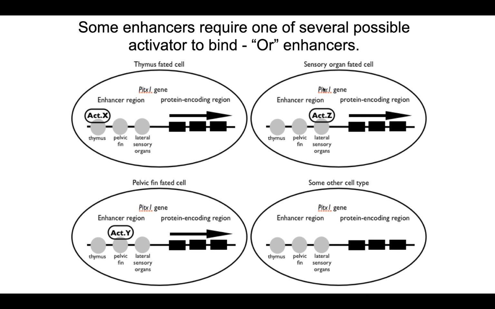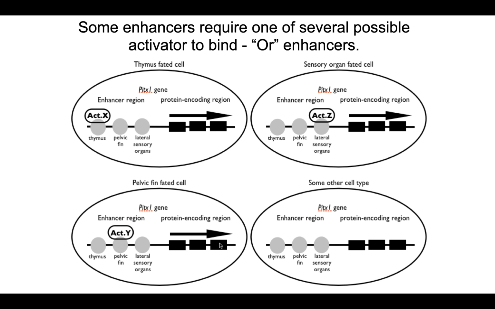Well, it turns out that PITX1 is also involved in the production of sensory organs. But to turn it on, there's another activator, activator Z, and it binds over here. And when it does so, it turns on the gene. Pelvic fins. Also, the cells that are going to be part of the pelvic fin also need the PITX1 protein. But the way these cells turn it on is they produce activator Y that binds to this particular control element to turn on the gene.